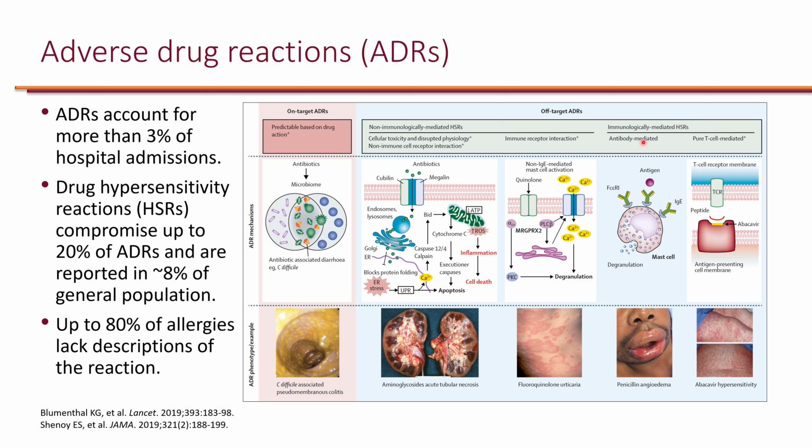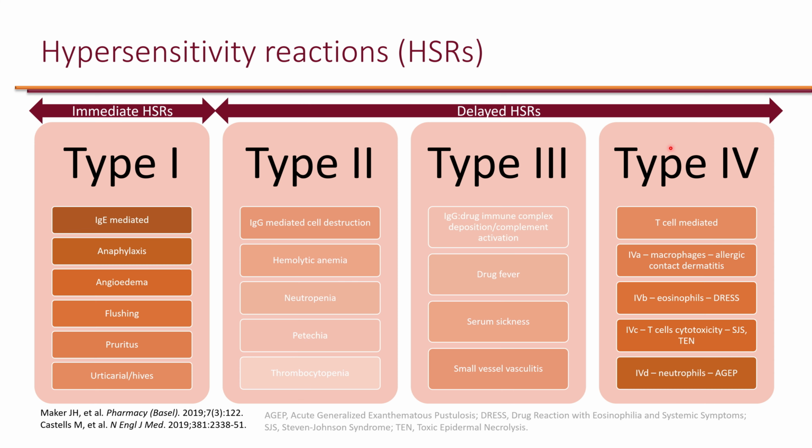A non-immune cell receptor mediated example would be aminoglycosides causing nephrotoxicity, in particular acute tubular necrosis. Now, when the immune system is involved, it's good to think of whether antibodies are mediating it or the T cells are mediating. And to go into more details on this, in general, we like to think of hypersensitivity reactions in 4 types. So type 1, which is the immediate hypersensitivity reaction, and by immediate we mean within an hour, you will have these reactions. It's mediated by IgE, so immunoglobulin E specifically, and this can manifest in serious things, so anaphylaxis, angioedema, flushing, pruritus, urticaria, and hives.